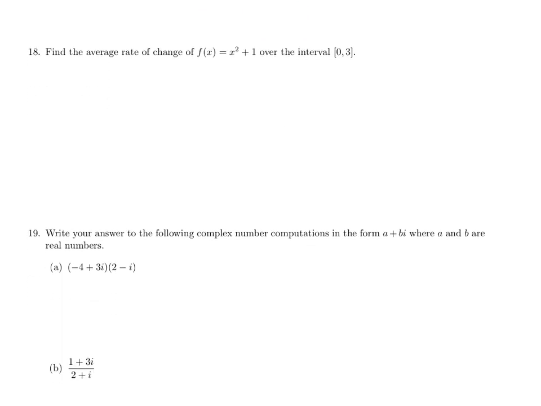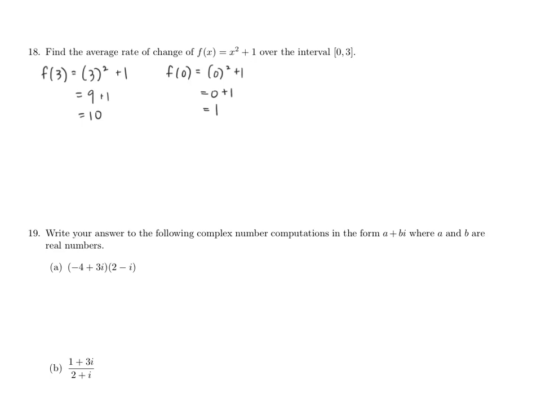Find the average rate of change of f of x over the interval 0 to 3. So for this, what you want to do is find the y values. You're going to plug the 3 and the 0 in for x. So you're going to find f of 3 is equal to 3 squared plus 1. So 3 squared is 9. 9 plus 1 is 10. So that's 10. Then you're going to find f of 0. So f of 0 is 0 squared plus 1, which is 0 plus 1, which is 1.